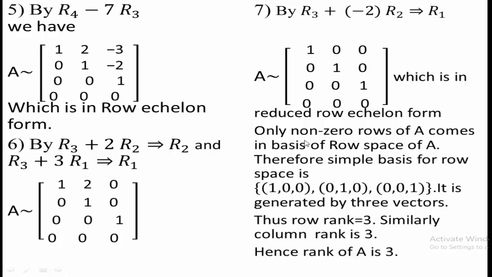See here, only the non-zero rows of A come in the basis of the row space of A. Therefore, the simple basis for the row space of A is the first row, second row and third row. The zero row will not come into the row space of A. Thus, the row rank of A is equal to 3. Similarly, the column rank of A is 3, because row rank is equal to column rank, and this common value is denoted by the rank of a matrix. So, the rank of this matrix is 3. Everyone understand, student? Thank you.